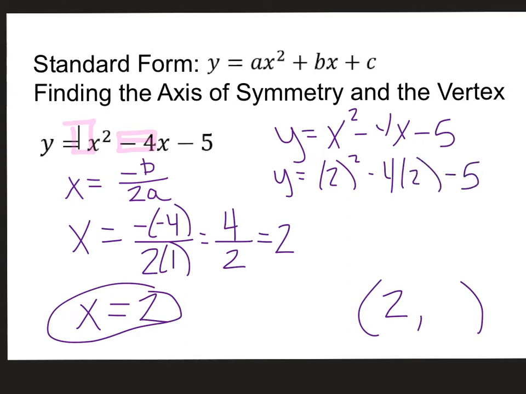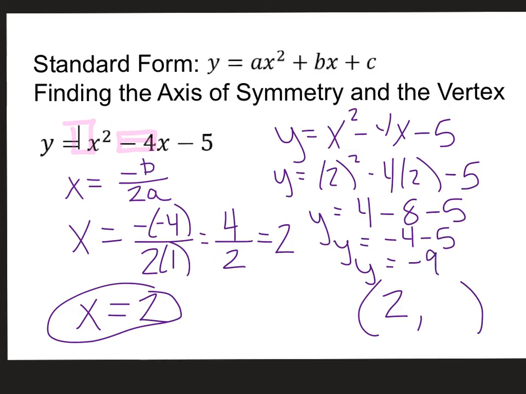And then by simplifying this, I can find the y value for the vertex. So y equals 4 minus 8 minus 5, or y equals negative 4 minus 5, y equals negative 9. So our vertex is at 2, negative 9. As long as you know a value of x, you can simply substitute it in to find the corresponding value of y. So for us, that means that x was 2, and therefore our vertex is at 2, negative 9.